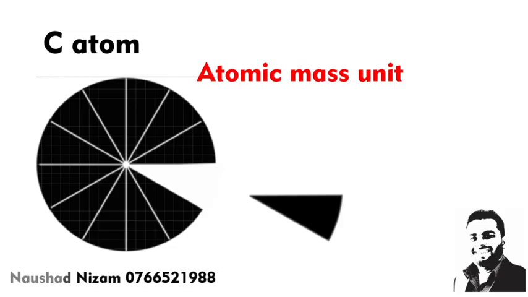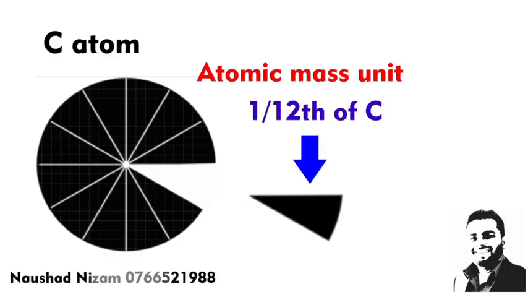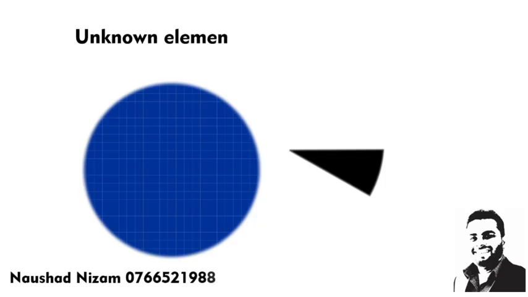So we are going to compare this atomic mass unit with the other elements or compounds. So this atomic mass unit means, remember, 1/12 of the mass of the carbon atom. 1/12 of the mass of the carbon. Now, for example, we take an element where you don't know the mass of the atom.